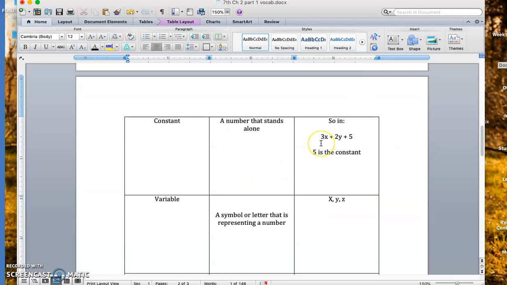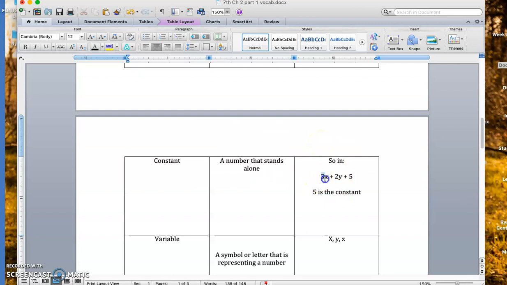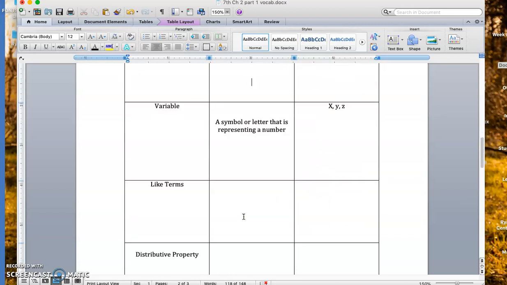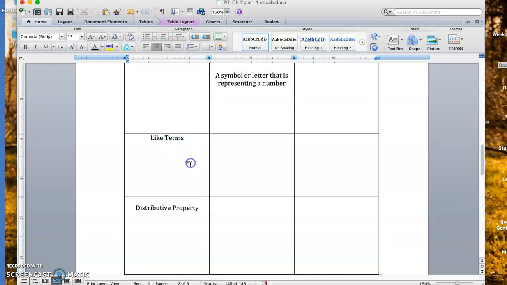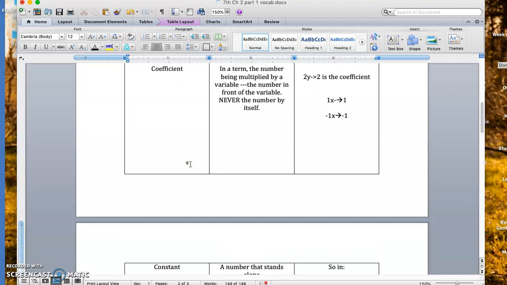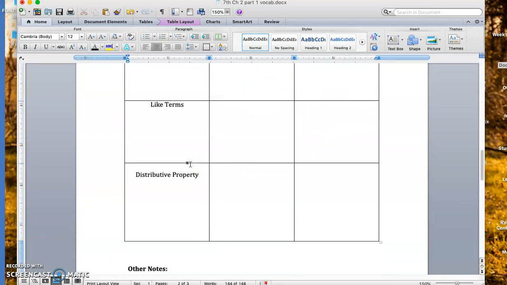And it does represent a number. So in this expression, 3 times x, x is a number. We just don't know what it is. Sometimes we solve for those numbers. Sometimes you'll be told specifically, I want you to plug the number 10 in for x. It just kind of depends on the problem. These two terms, like terms and distributive property, we will learn throughout the checklist and throughout the unit. So we're not going to talk about these right now, but we will come back to those as we continue throughout the unit. This is the basis that you need to understand for the vocabulary.